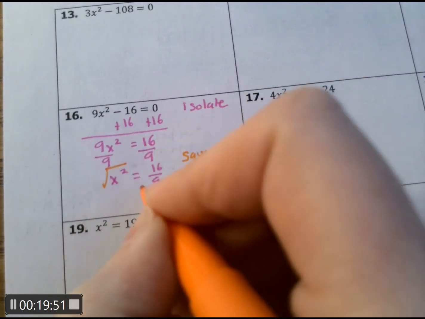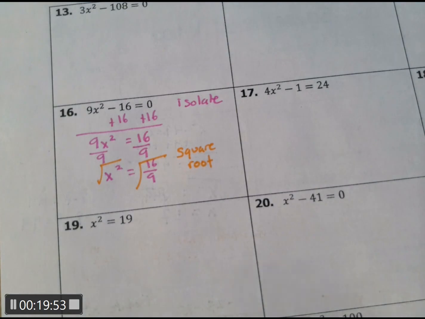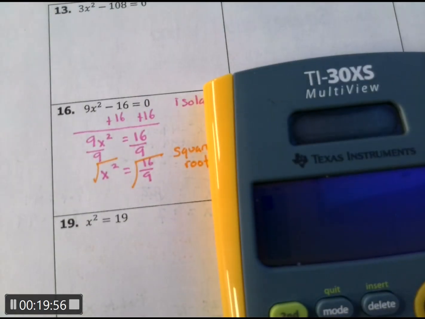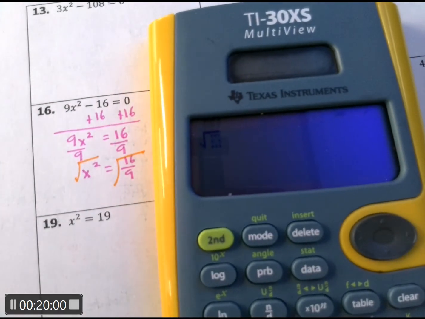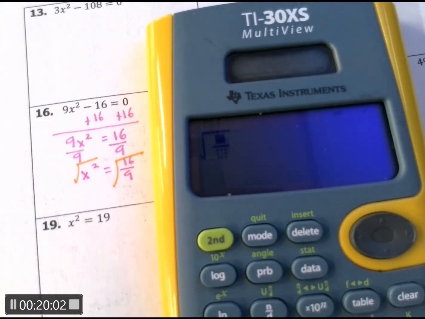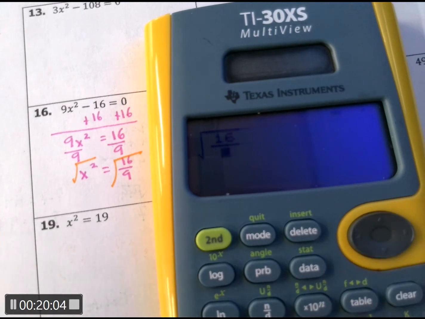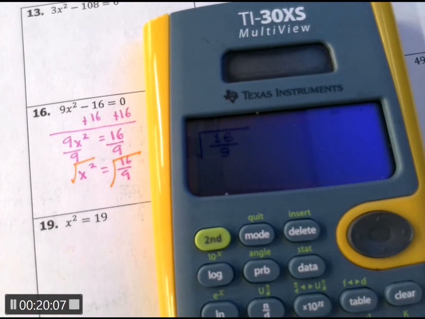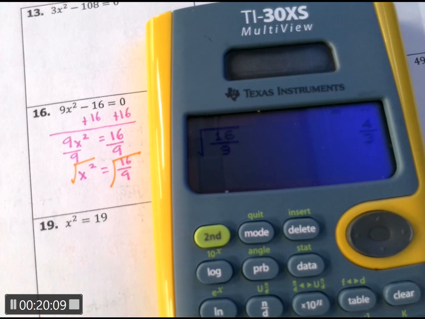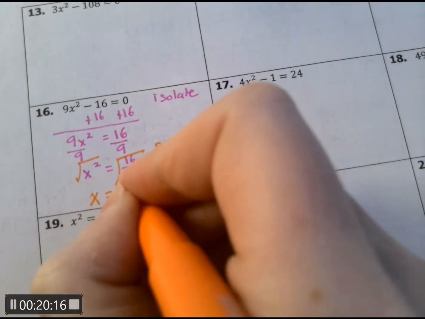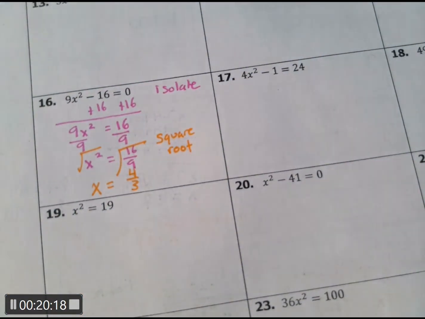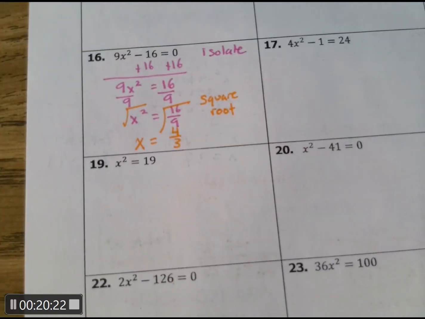So we're going to take the square root of both sides. And in your calculator, you're going to do the exact same thing. You're going to take the square root. Can you see that? Yep, cool. And then you're going to press the n divided by d button, and you're going to type 16 over 9. Okay? And then you're going to press enter. And it tells you that your answer is 4 over 3. So x equals 4 over 3. All right? Cool.